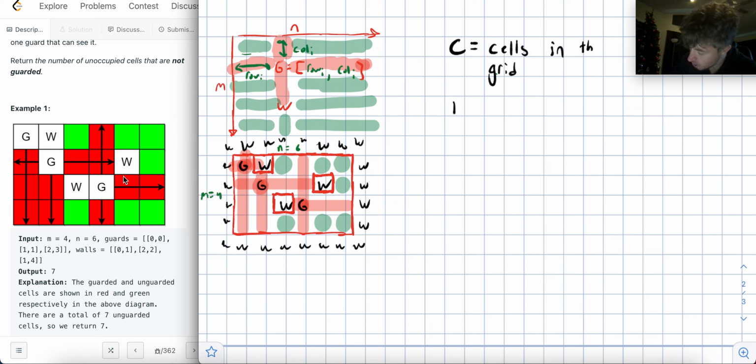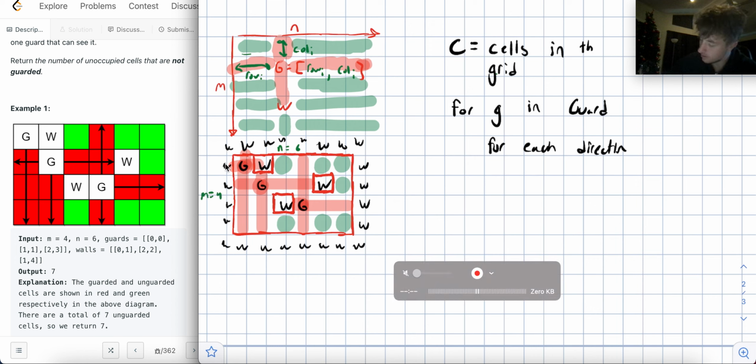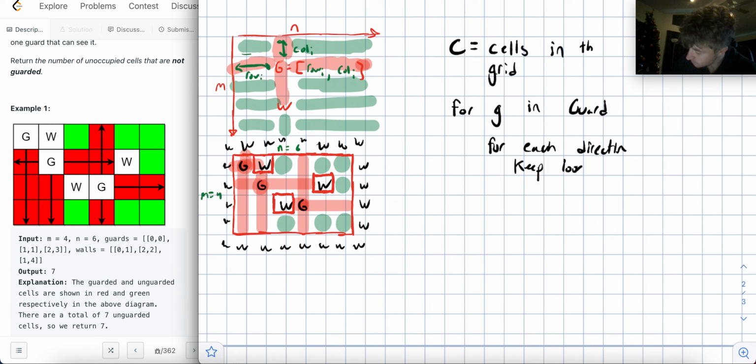And then I'll look at each guard, G. And I'll just say, okay, for each direction, I'll look in each direction, right? So I'll look at this guard. I'll look left. Keep looking until what? Until wall or guard. Right, so that's all I really do, right?